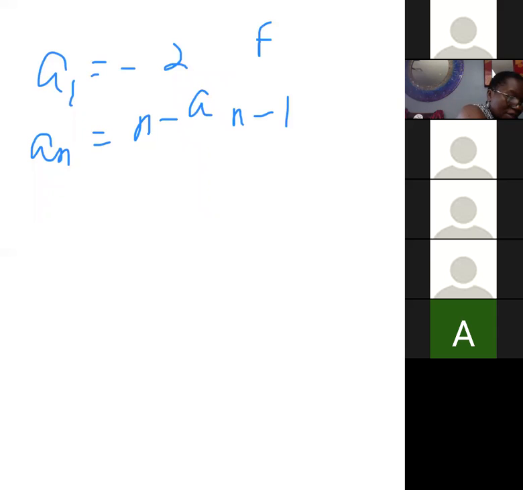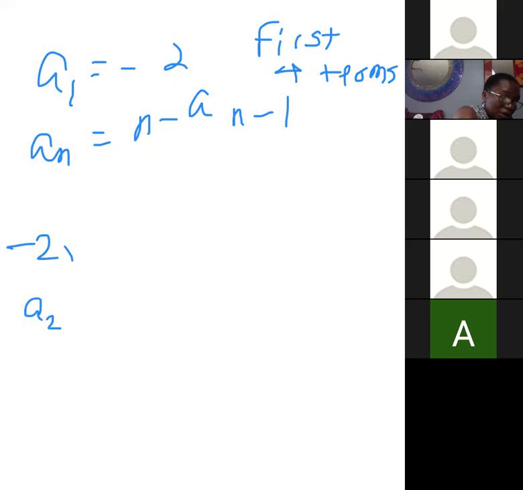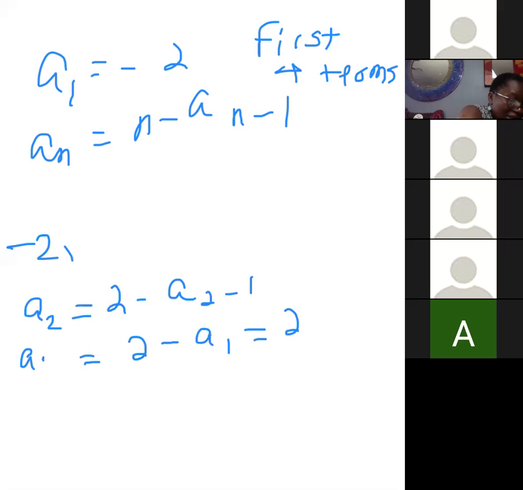Okay, first 4 terms. They're giving you the first one, which is -2, so they want you to find the second one. A sub 2 will equal 2 minus A sub 2 minus 1. So A sub 2 will equal 2 minus the value of A sub 1. What's the value of A sub 1? It was -2. So 2 minus 2 gives you 0.